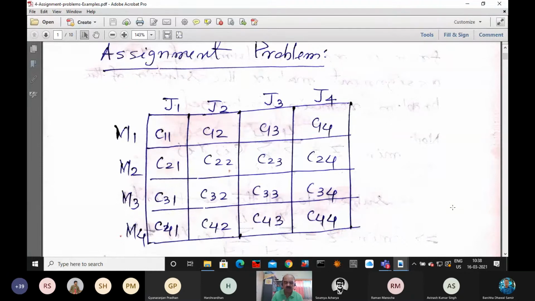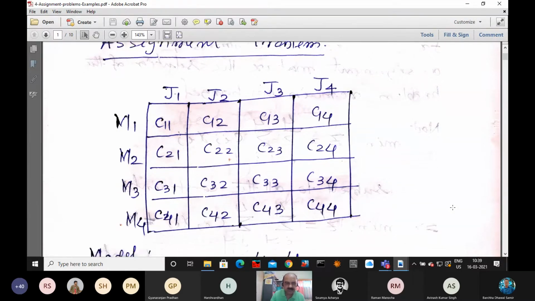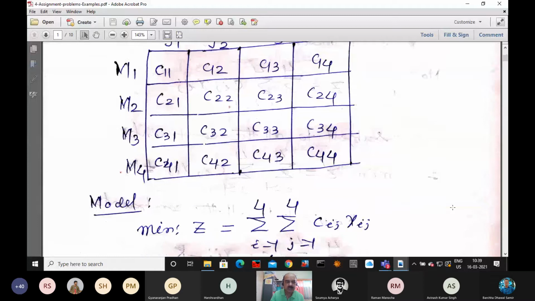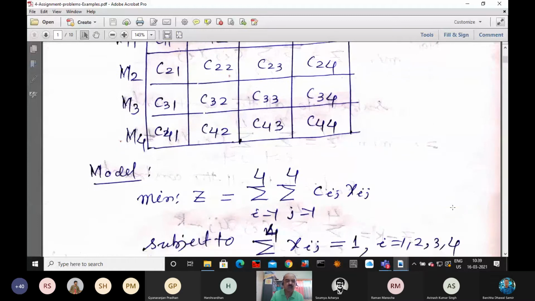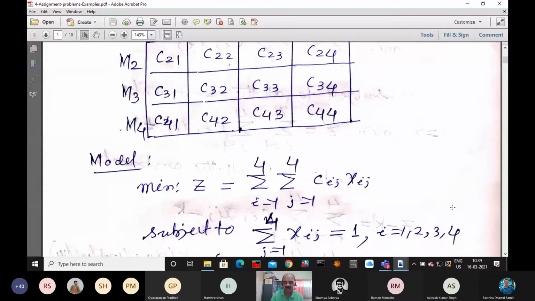So what is your main aim? In this problem also, when we are assigning in such a manner, there may be an optimal solution, and there may be more than one optimal solution also. That also we look for. Mathematically, how can you express this model?